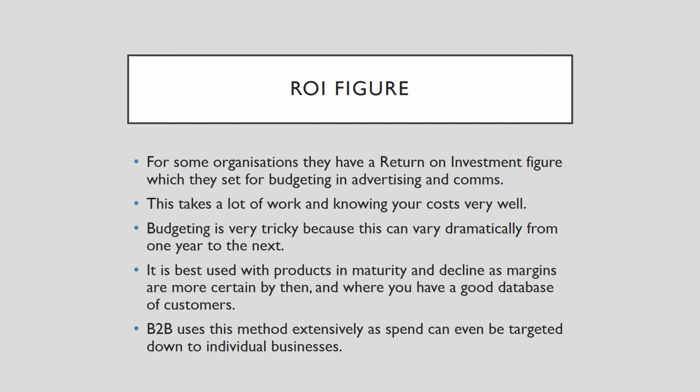Return on investment figure. For some organisations, they have a return on investment figure, which they set for budgeting in advertising and comms. This takes a lot of work and knowing your costs very well. Budgeting is very tricky because this can vary dramatically from one year to the next. It is best used with products in maturity and decline, as margins are more certain by then, and where you have a good database of customers where you know what they may be willing to pay for the product. Business to business uses this method extensively, as spend can be targeted down to even the individual business.